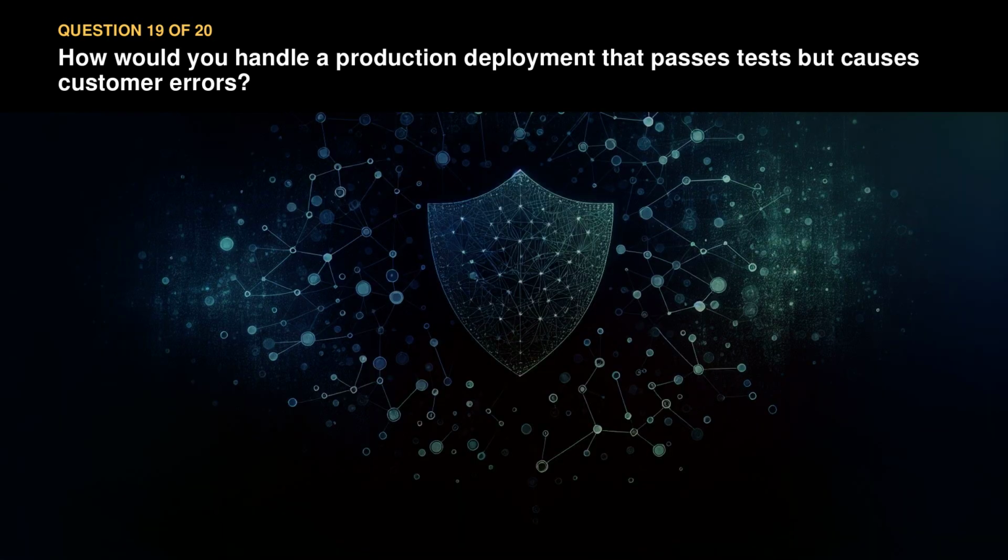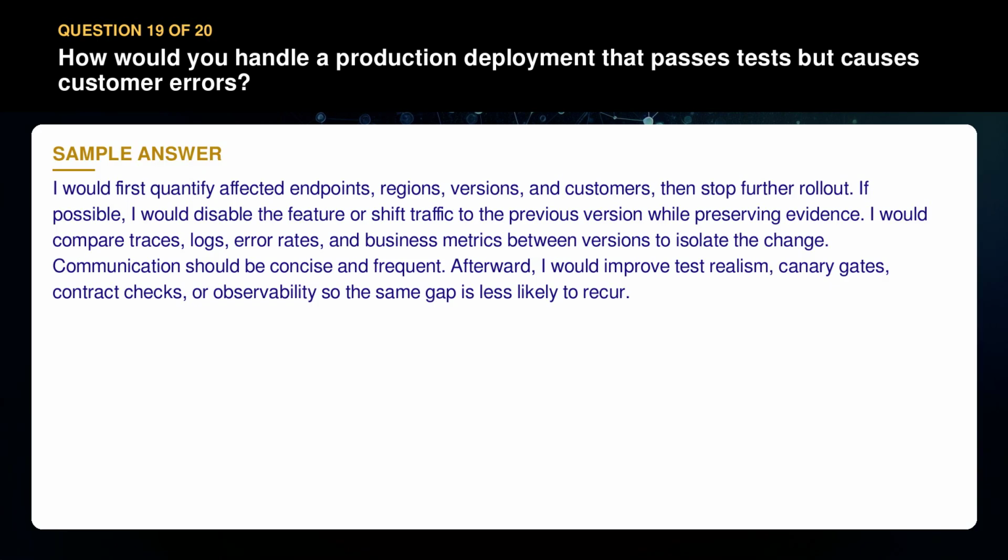Question 19. How would you handle a production deployment that passes tests but causes customer errors? I would first quantify affected endpoints, regions, versions, and customers, then stop further rollout. If possible, I would disable the feature or shift traffic to the previous version while preserving evidence. I would compare traces, logs, error rates, and business metrics between versions to isolate the change. Communication should be concise and frequent.